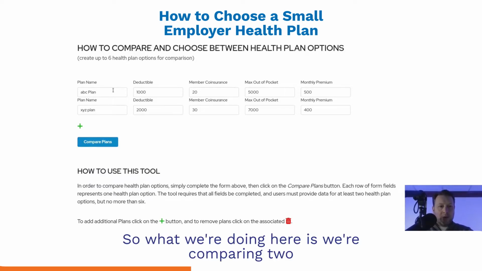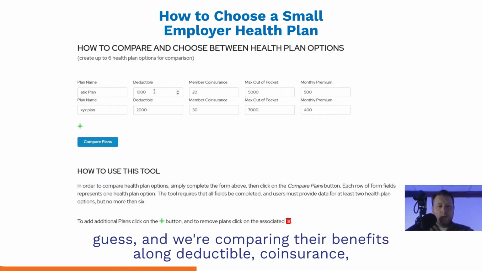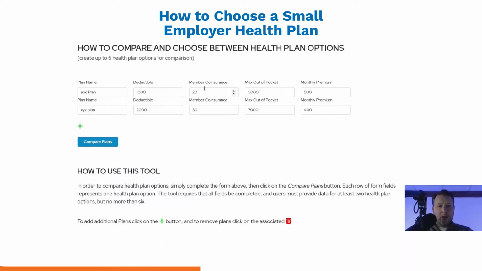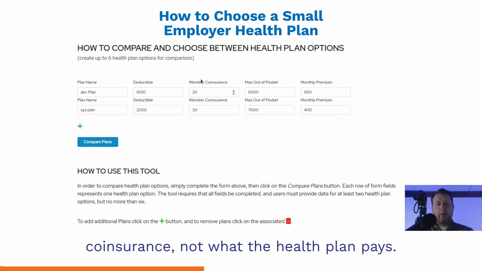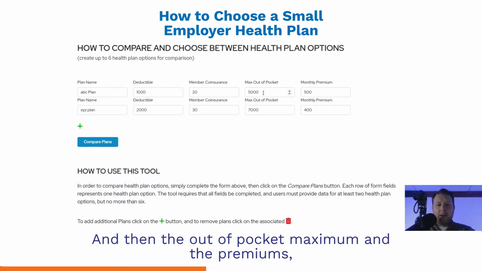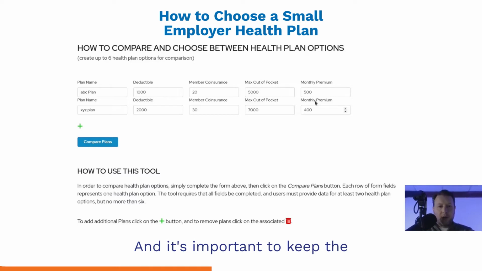But so what we're doing here is we're comparing 2 plans right now, Plan A and Plan XYZ, I guess, and we're comparing their benefits along deductible, co-insurance, and we're using the member co-insurance amount, so the amount that the member pays in co-insurance, not what the health plan pays, and then the out-of-pocket maximum and the premiums, the monthly premiums that the member pays for the plan. And it's important to keep the premiums on a monthly basis there.